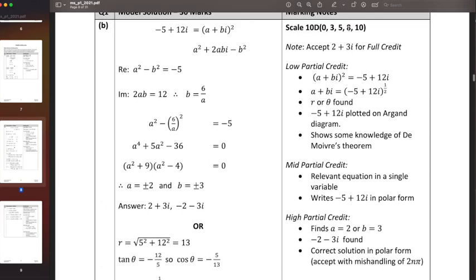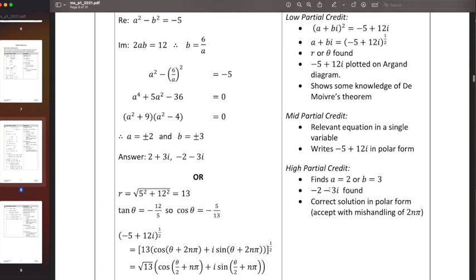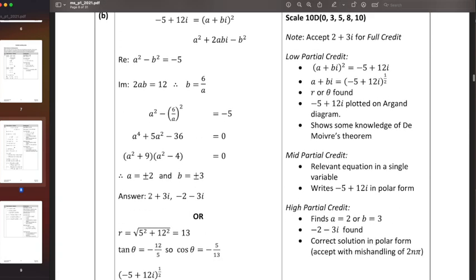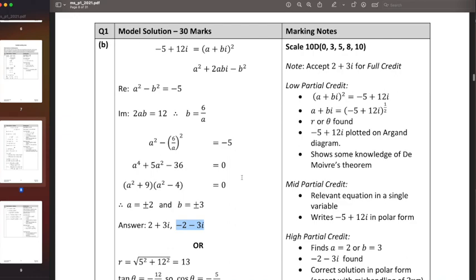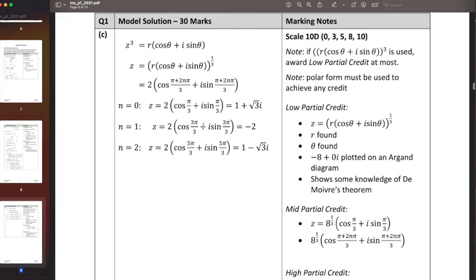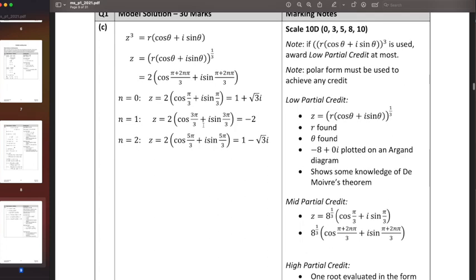Here, the high partial credit is 8 out of 10. And you're going to get 8 out of 10 if you find one of these, right? Or if you find the second one, or if you just don't get the plus or minus part, if you just get one of them, it seems that you will get the high partial credit. And then there's obviously another way to do that question there, but I'll leave that to you to look at.